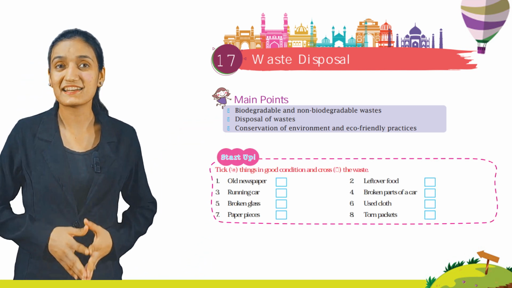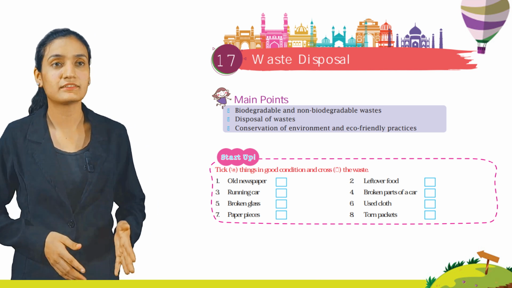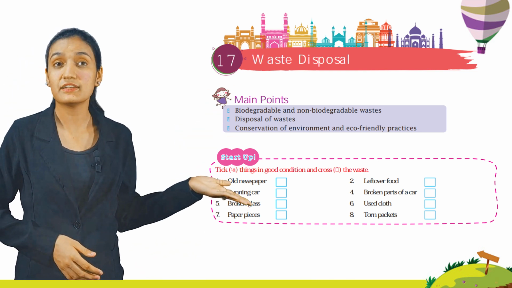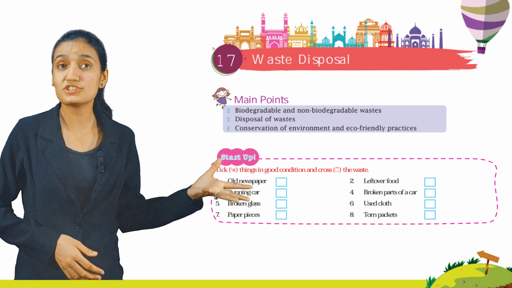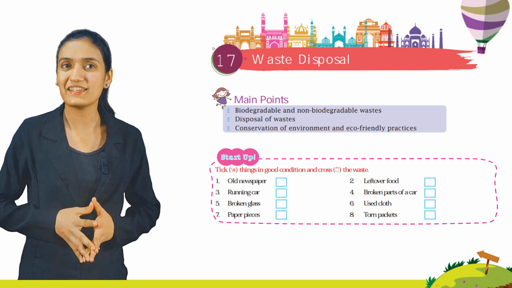So class, let's start. Take the things in good condition and cross the waste. Here are the things given. Some of them are in good condition and some of them are waste. You have to take and cross accordingly.